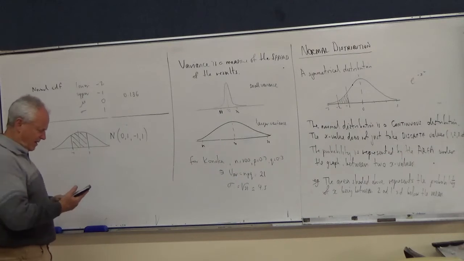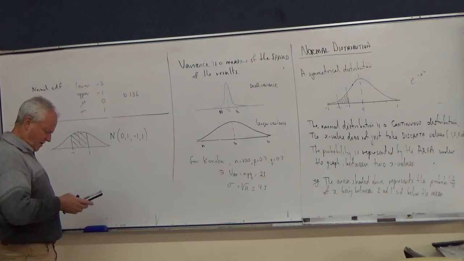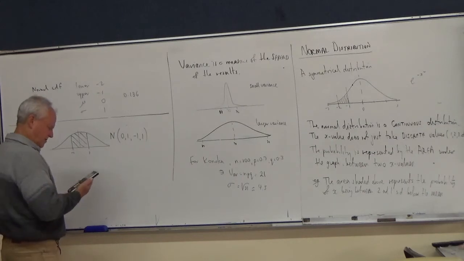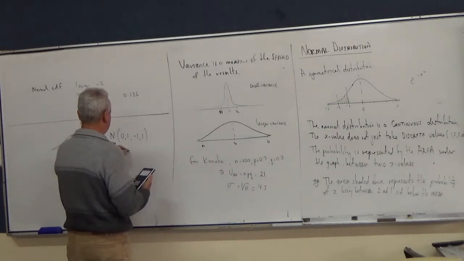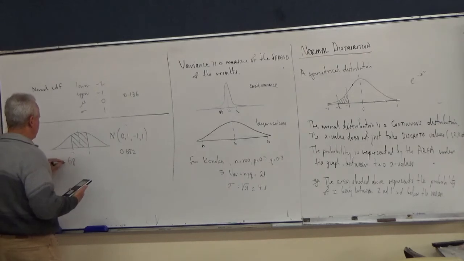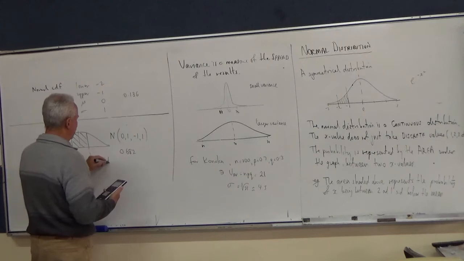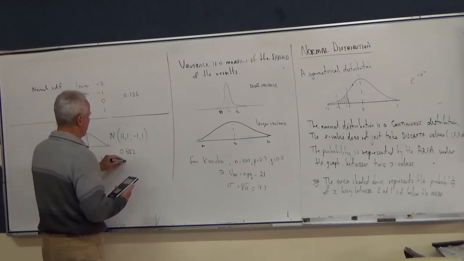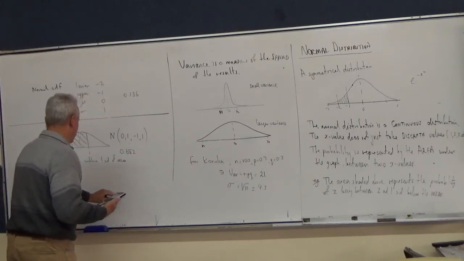So if we feed that in from -1 to 1, 0 and 1, we end up with 0.682. So that means that approximately 68% is within one standard deviation of the mean. You have 2/3, just over 2/3. What about within 2 standard deviations of the mean?